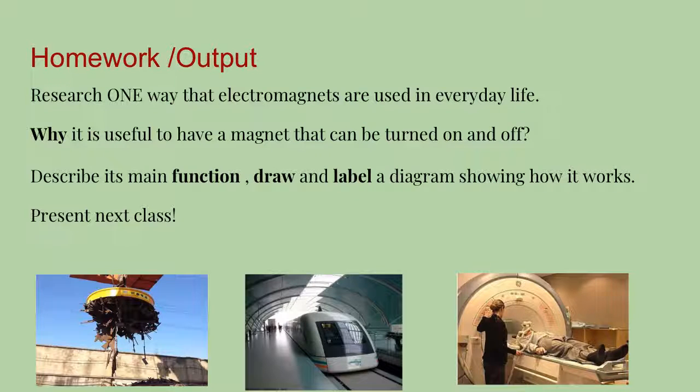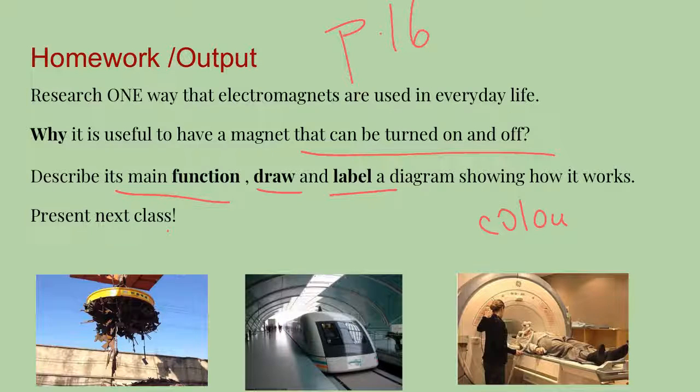So what you need to do on page 16 in your notebooks is to research one way that electromagnets are used in everyday life. You need to answer a couple of questions. Why is it useful to have a magnet that can be turned on and off? And you need to describe how the electromagnet is used, draw and label the diagram showing how it works, and be ready to show that in class. I also recommend that in your drawing or your diagram that you add some color.